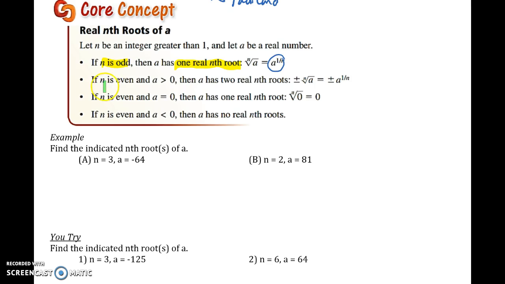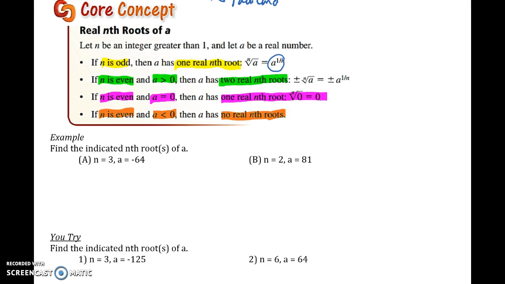If n is even, then we have a different situation. If n is even and a is greater than 0, that's positive, then we have 2 real nth roots. Now if n is even and a is equal to 0, then we have 1 real root, which is just 0. And finally, if n is even and a is less than 0, then we have no real roots.